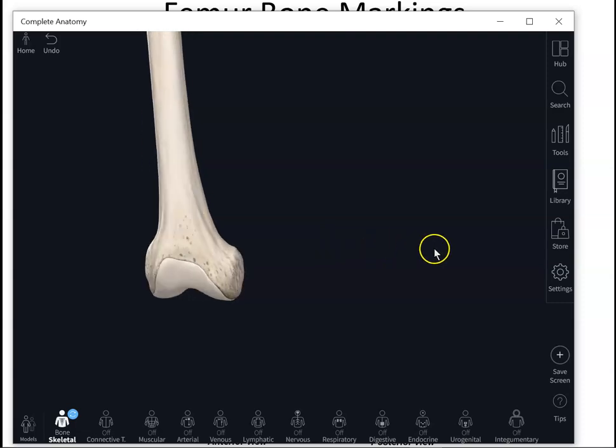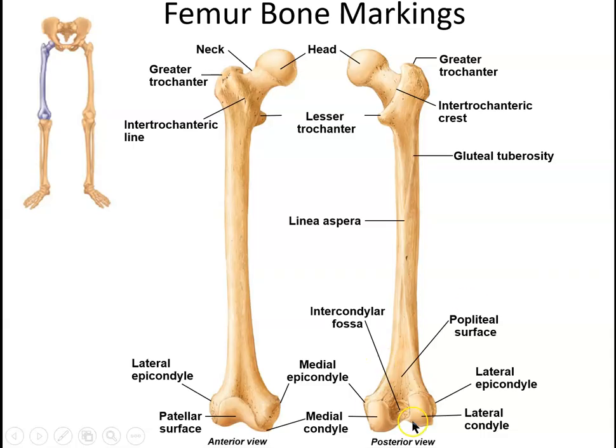I guess the closer you get to it, the more you can see it's really different. And so you have these two condyles on the posterior side. And the way to remember that is when you flex your knee, it goes to the posterior side of your femur. And so there's that bone there for it. You have things like the popliteal surface. Well, this is the popliteal region of your body. That's behind your knee, or posterior aspect of your knee.